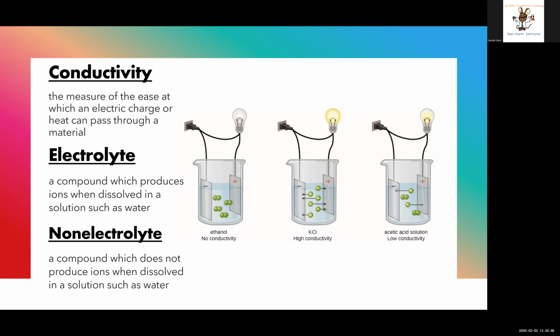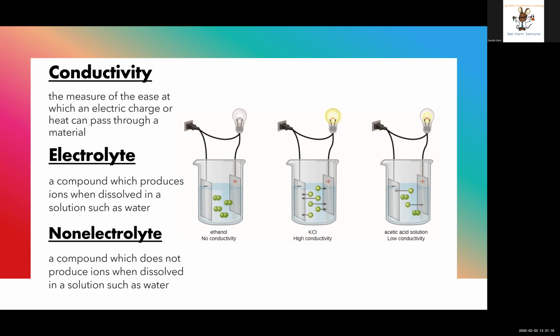In this case, you've got three examples. If you have ethanol, which is an alcohol, you're not going to see any conductivity because there are no dissolved ions, which is going to make it more difficult for electricity to pass through that particular solution. But if you have potassium chloride, it's going to be highly conductive. And if you have acetic acid, which is vinegar, it's going to have low conductivity, but there are some free ions, so you will get some conduction.